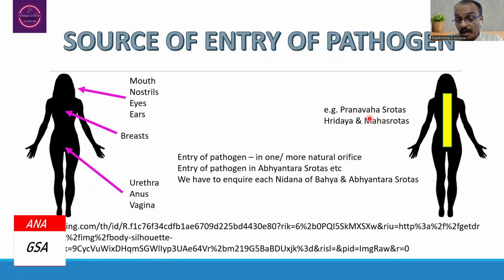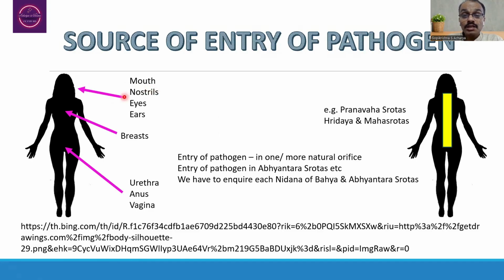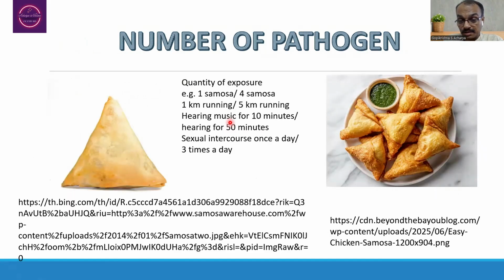Whenever the entry of the pathogens is going to take place in the Abhyantara Srotas, that is what we call the Mahasrotas. There is every possibility of affliction of the Pranavaha Srotas. If the entry of the pathogen is taking place in the mouth, the initial symptoms may be observed in the mouth and other surrounding structures. If the pathogens are entering the nostrils, the first symptoms are seen in the nostrils or the paranasal sinuses or the ears, etc. In that way, we identify the source of the entry of the pathogens, wherein we are able to localize the lesion.